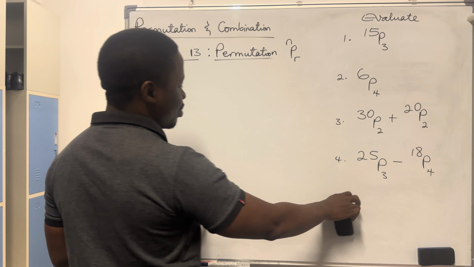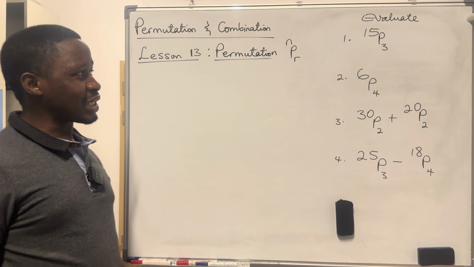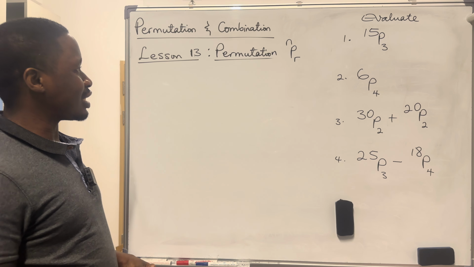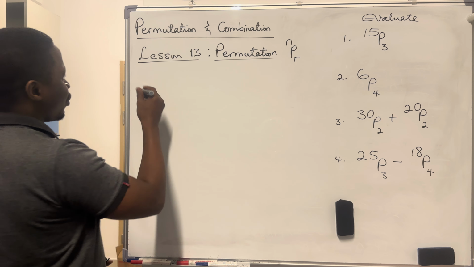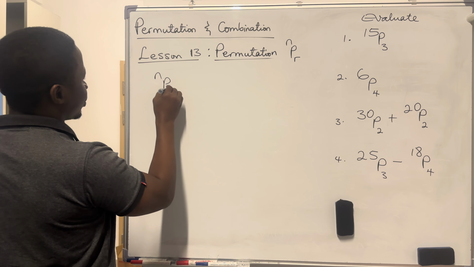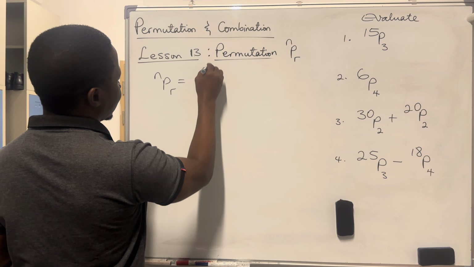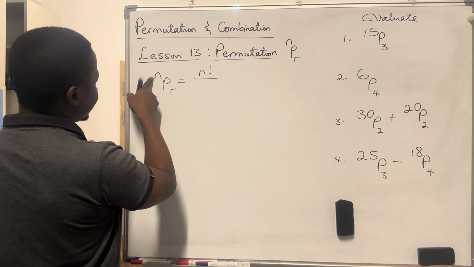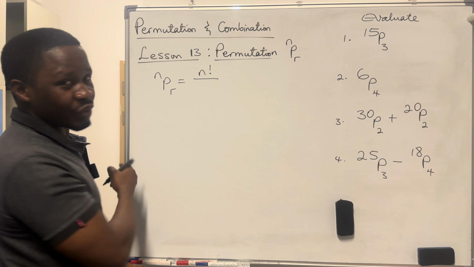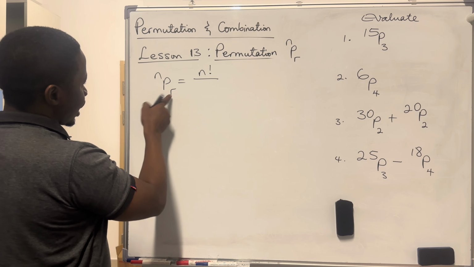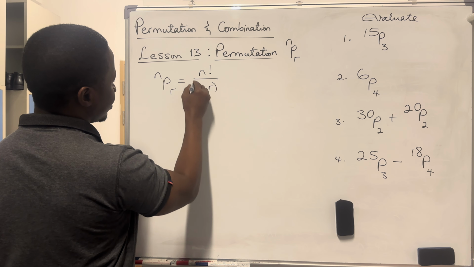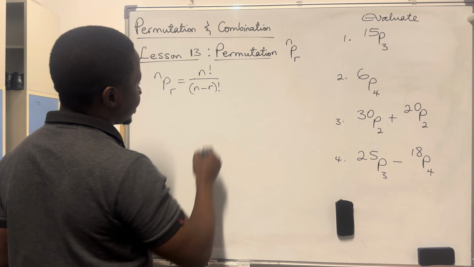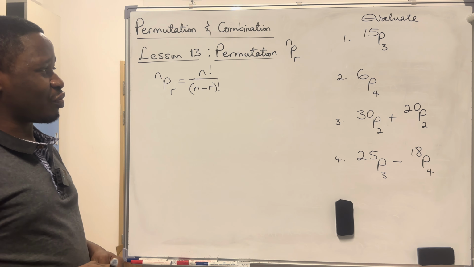Permutation is all about arrangement, arranging objects, arranging items. The formula says n permutation r is n factorial over n minus r factorial. This is the permutation formula.